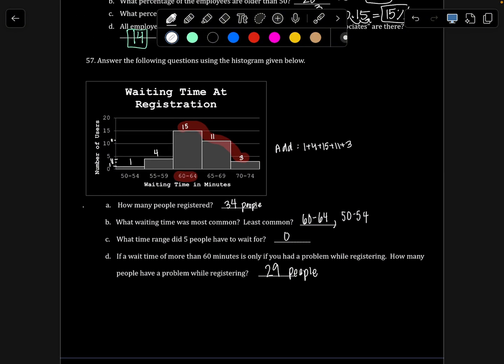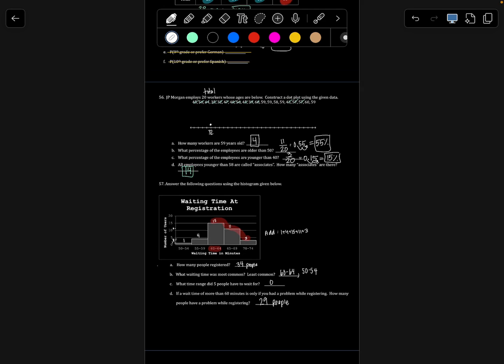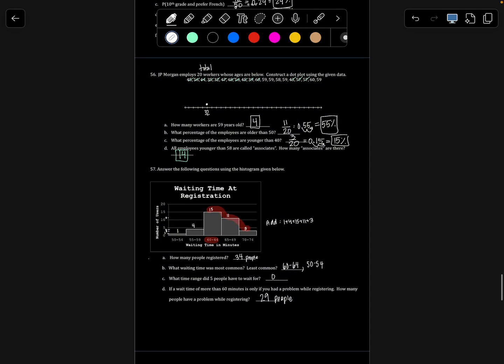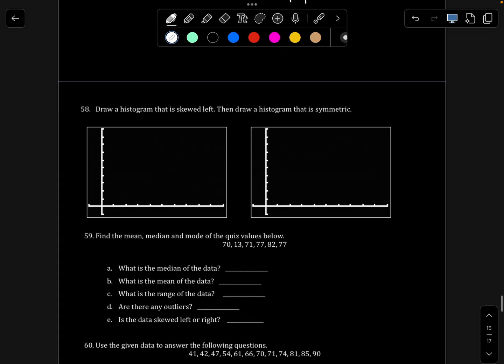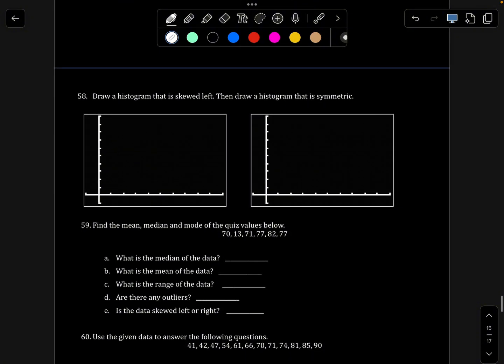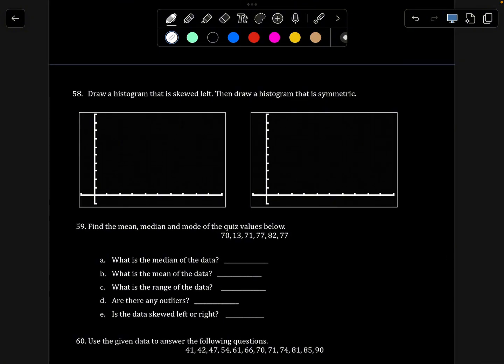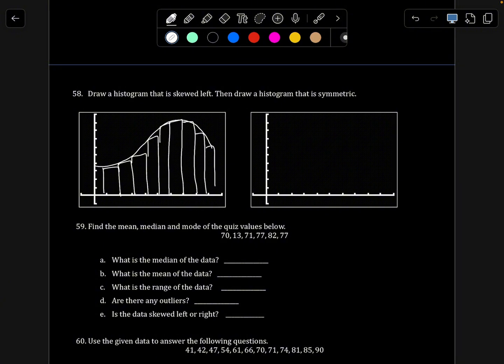When you're ready, go ahead and turn the page. These are going to be nice and easy. So 58, it says draw a histogram that is left skewed. Remember, something that is left skewed, that means the tail is going which direction? Left. So just draw a little tail like that. That's usually what I like to do. And then draw little boxes. It's a histogram, so they have to be connected. It doesn't have to be accurate, but just getting the point across, right?